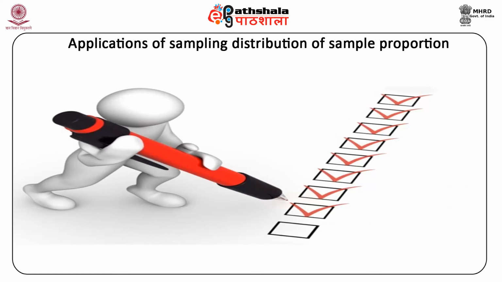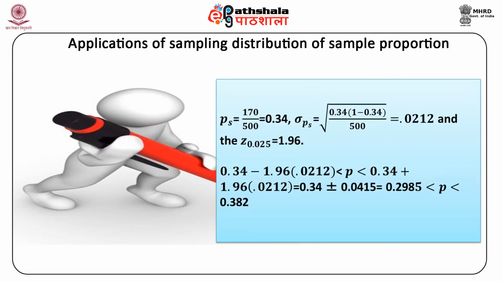Example: in a random sample of 500 families residing in an apartment, 170 subscribe to Times of India newspaper. Construct a 95% confidence interval for the true proportion p of families that subscribe to Times of India newspaper. Solution. The point estimate of the true proportion p is Ps equal to 170 by 500, which is equal to 0.34.